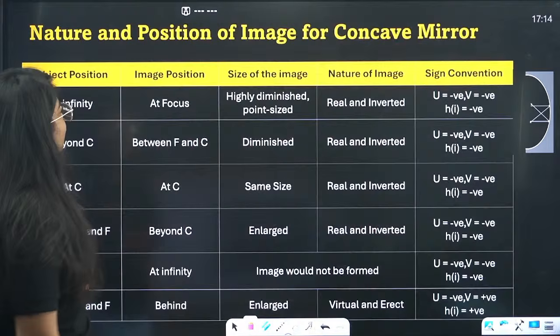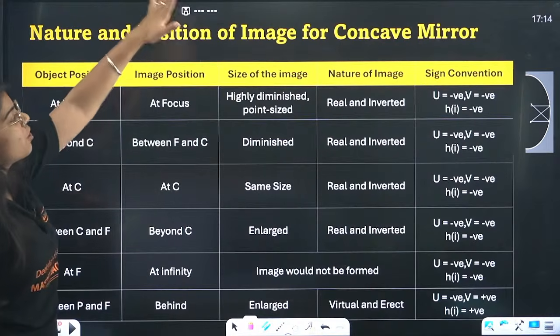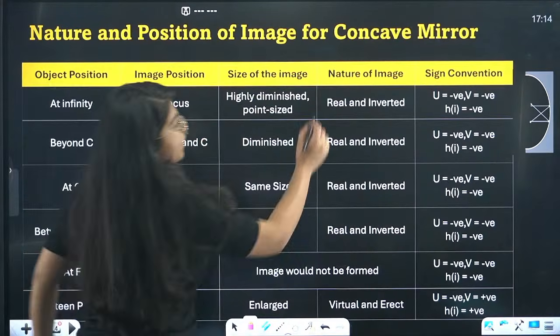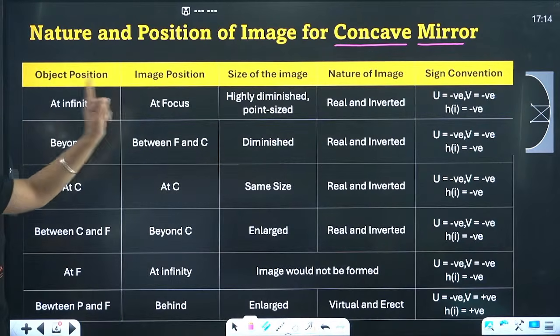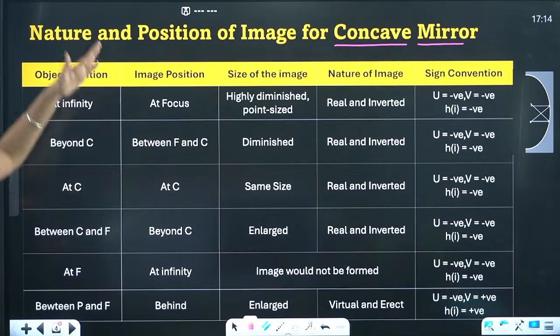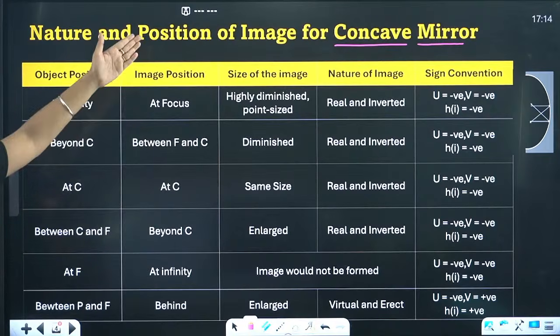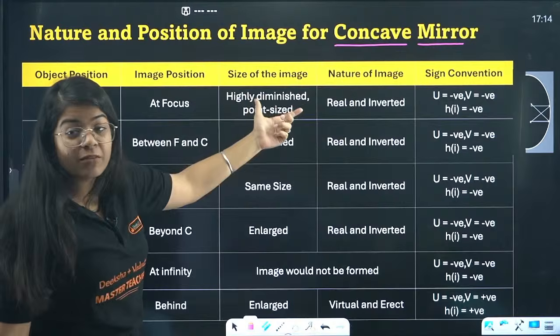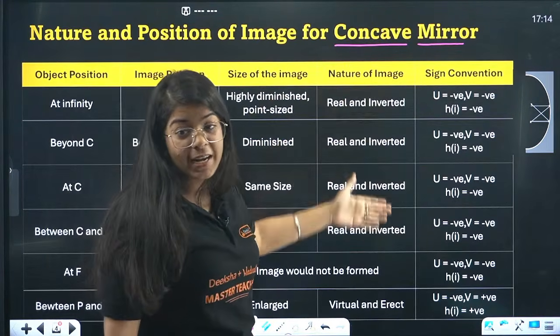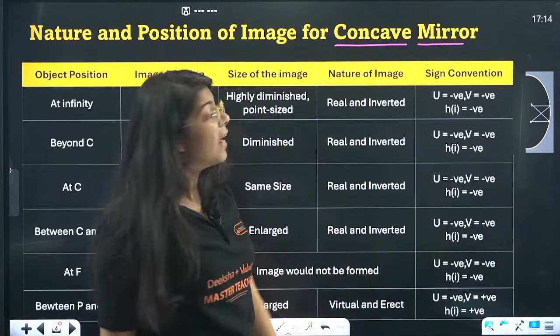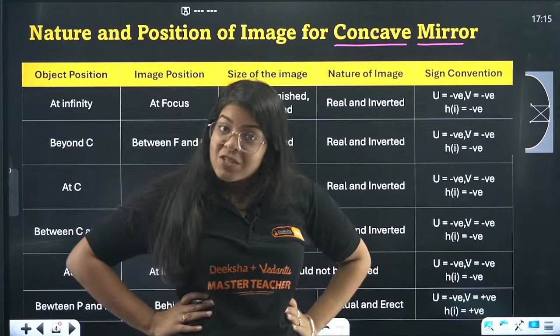Okay, so see, this is the nature and position of image for concave mirror. Remember, concave mirror. So all the 6 cases, at infinity, at focus, beyond C, between C and F, all the object positions, all the image positions, size of the image even is mentioned. Nature of image is mentioned, real and inverted. In the end, we have virtual and direct, and we have sign conventions as well.